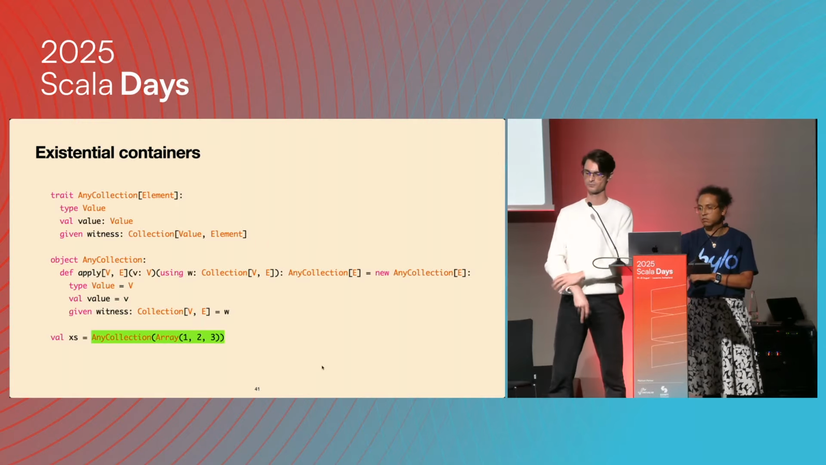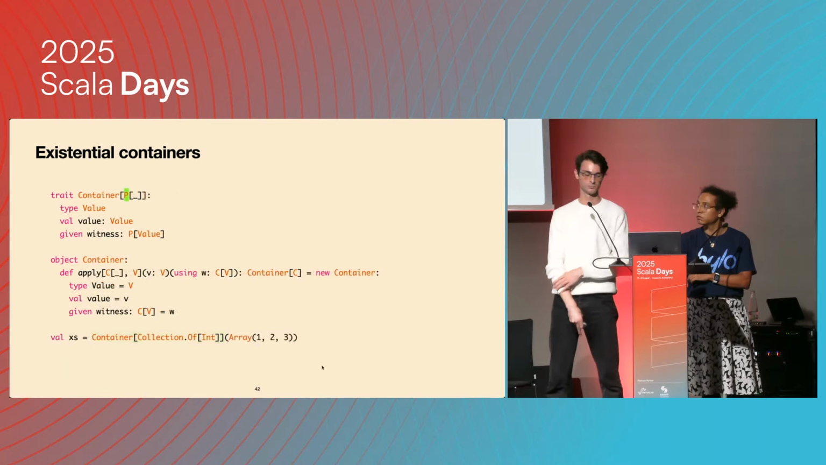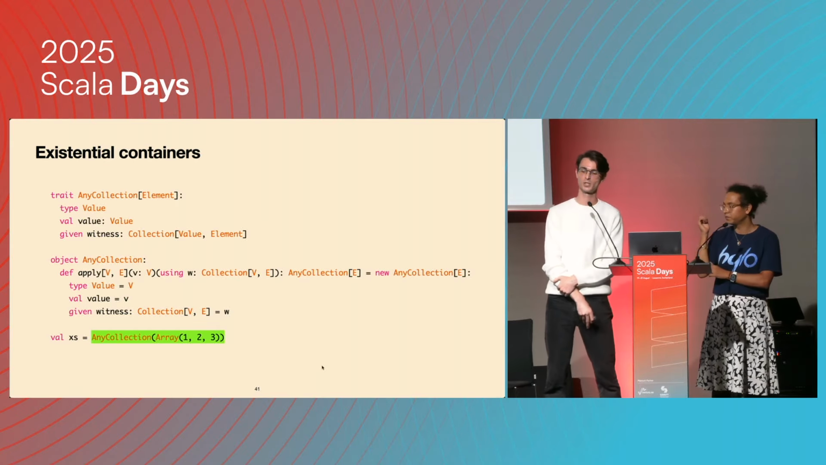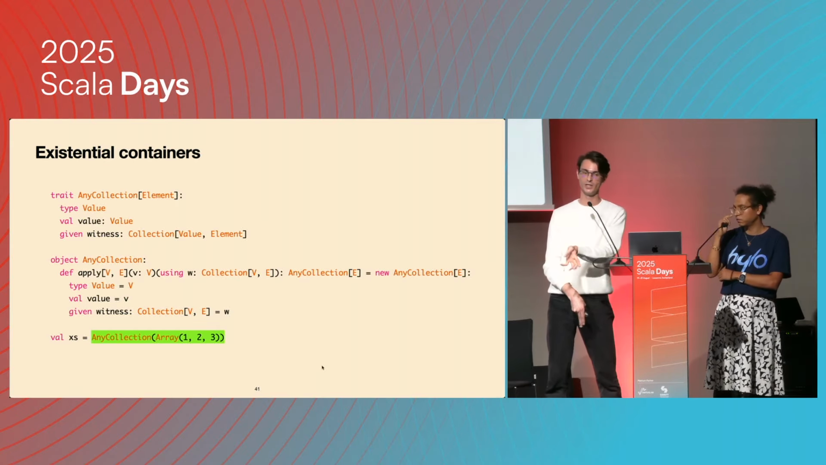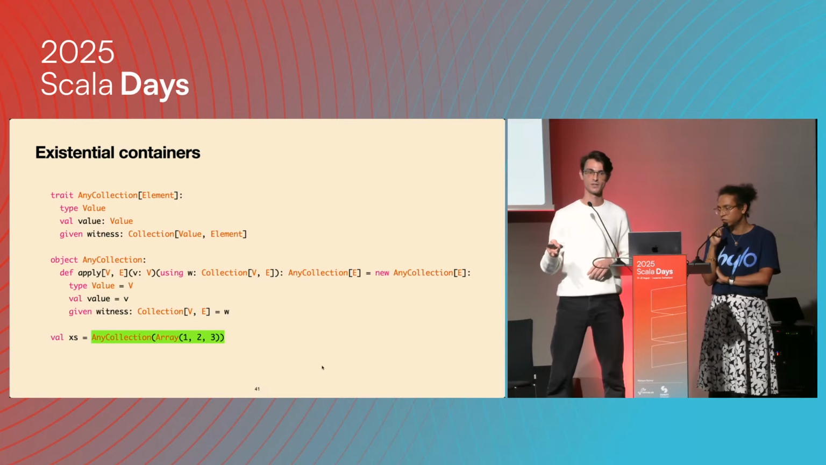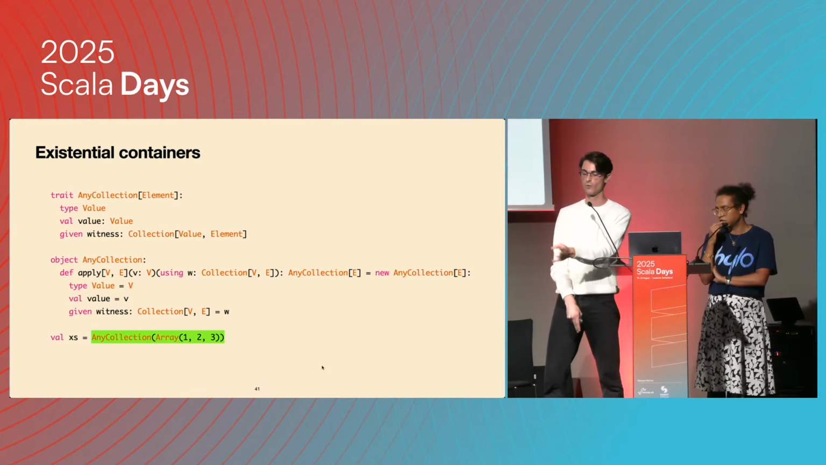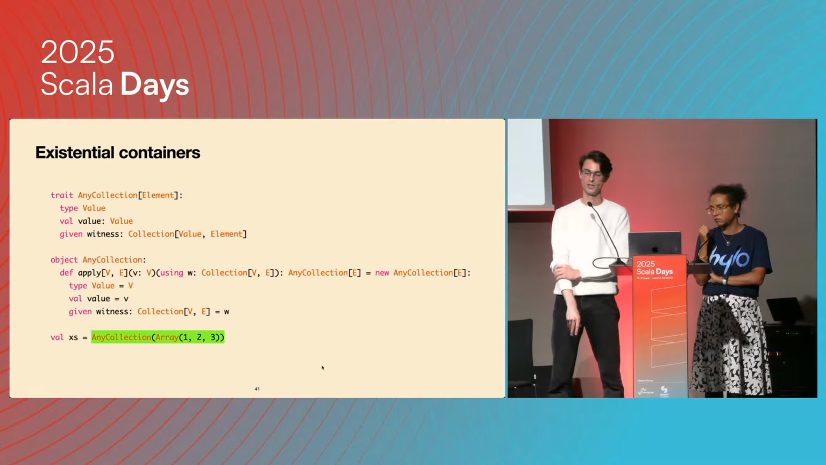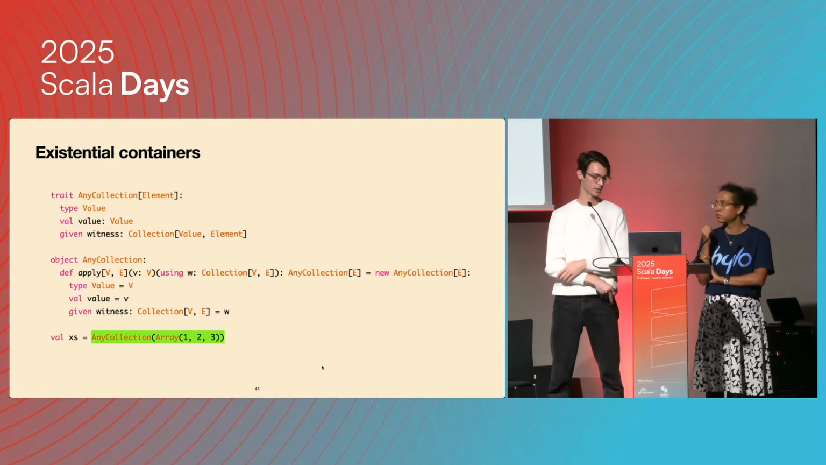So if we go back, we can construct an instance of this trait for any value v with a witness that this v is a collection, and pack all of these parameters as fields of our trait. For example, we can put our array in an AnyCollection container by implicitly capturing the witness that it is indeed a collection.